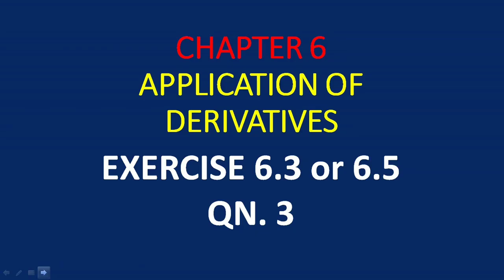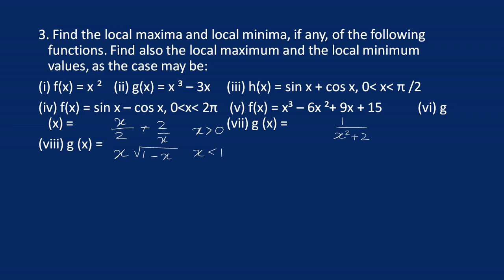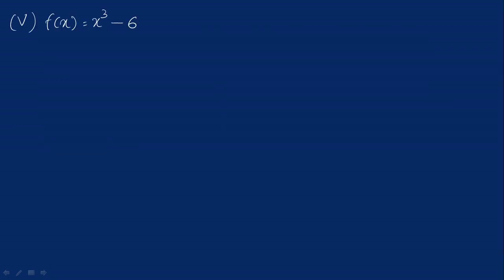Exercise 6.3, Chapter 6, Application of Derivatives. Question number 3, find the local maxima and local minima. So, the fifth question, that is f of x is equal to x cube minus 6x square plus 9x plus 15. So, we have f of x is equal to x cube minus 6x square plus 9x plus 15.